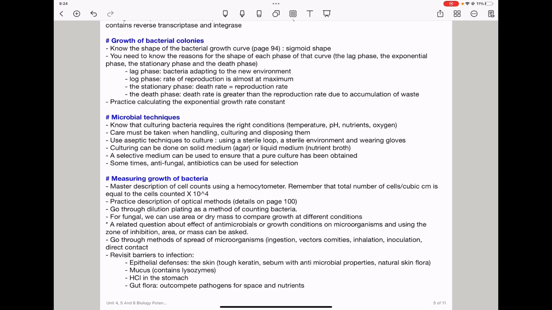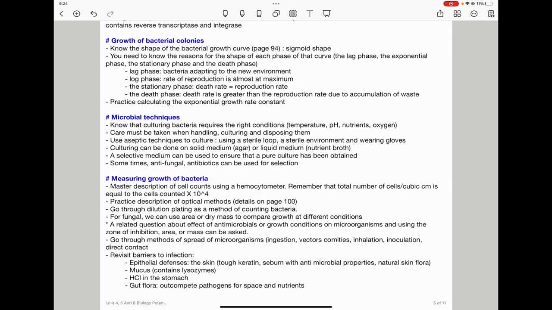We could obtain sterile surfaces by using either sterile materials to lay down on the surface before we carry out the experiment, or we could use specific alcohols in order to sterilize. Culturing can be done on solid medium, like agar, or it can be done on nutrient broth, the liquid medium. So please practice descriptions of these two methods of microbial culture. And a selective medium can be used to ensure that the pure culture has been obtained. The selective medium could have a specific nutrient, it could have some medication like antifungal or some antibiotics, as well as other components that could be chosen based on the desires of the person culturing.